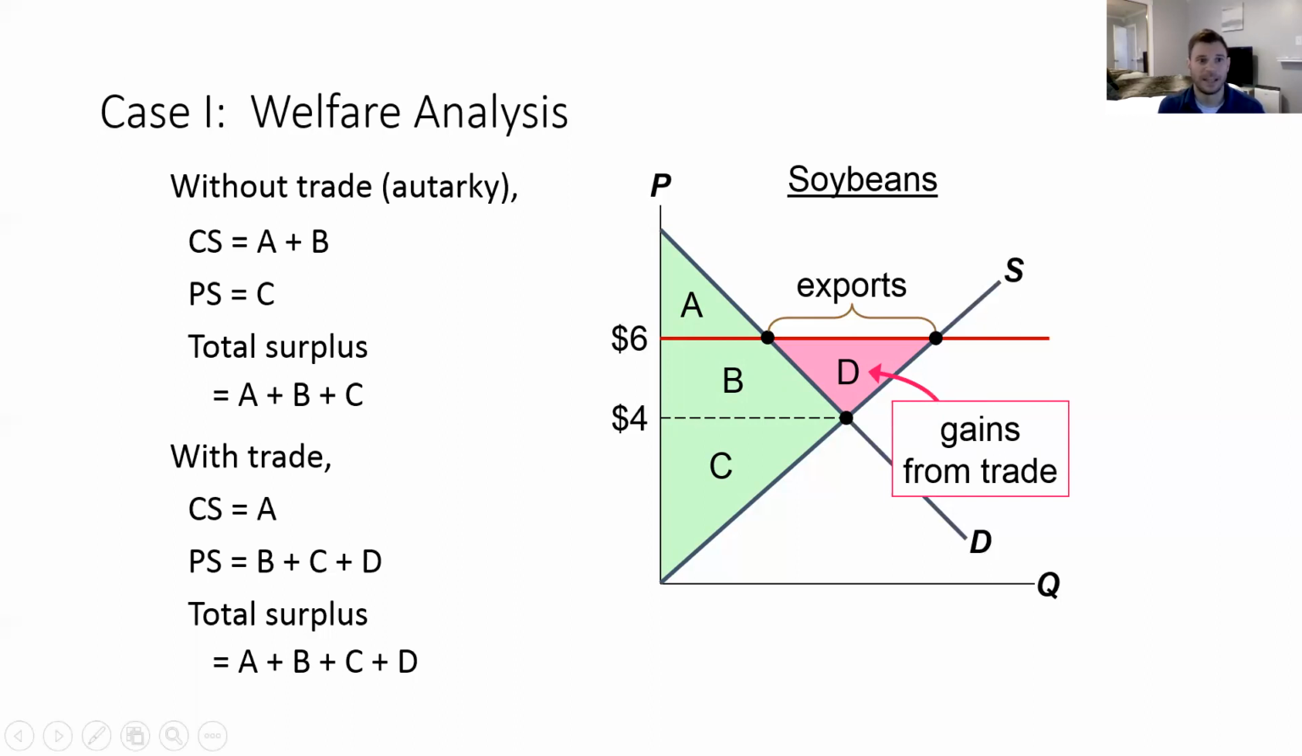In the next video, we're going to consider case 2. We're going to do the same type of welfare analysis and show that the economic pie also increases when we wind up importing in a market as well when we open up to free trade.